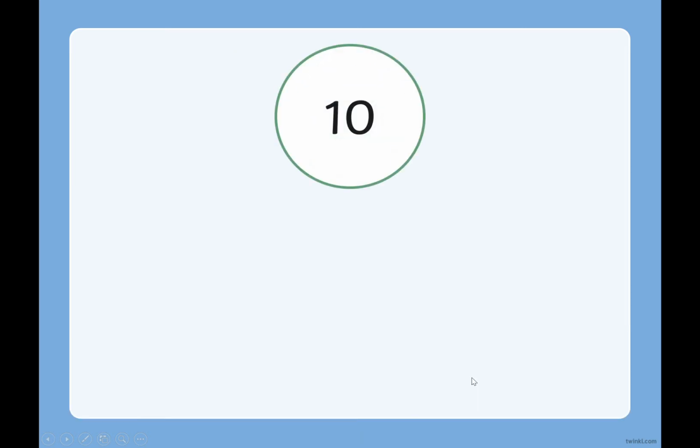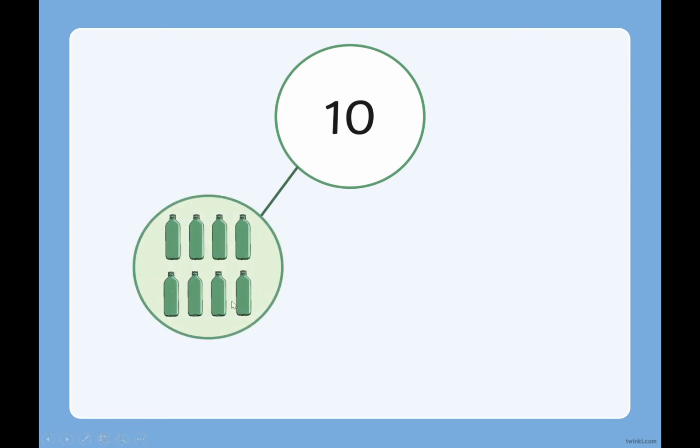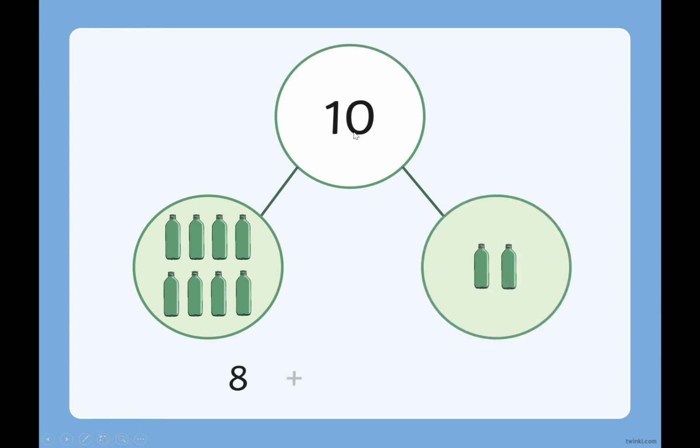Let's have a look at the part whole. So here is 10. We're making 10. And can you remember how many were on the wall? Yes, that's 8. And 8 plus or add 2 makes 10 altogether. 8 plus 2 equals 10.